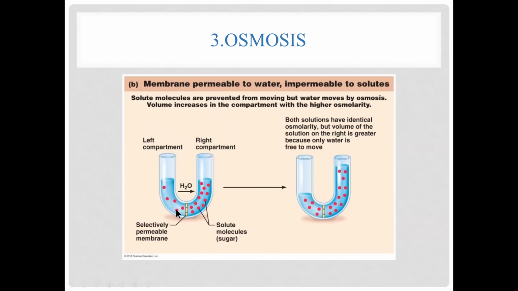But this is what usually happens. On this side we have 5 solute particles, and 10 or 15 on this side, with an equal amount of water. The only thing that can move is the water. So the water moves from an area of low concentration of solute particles to an area of high concentration of solute particles through a semipermeable membrane until equilibrium is reached.